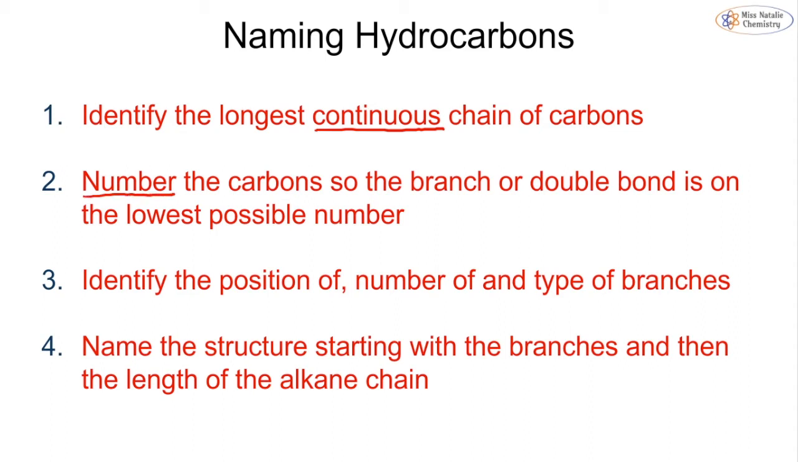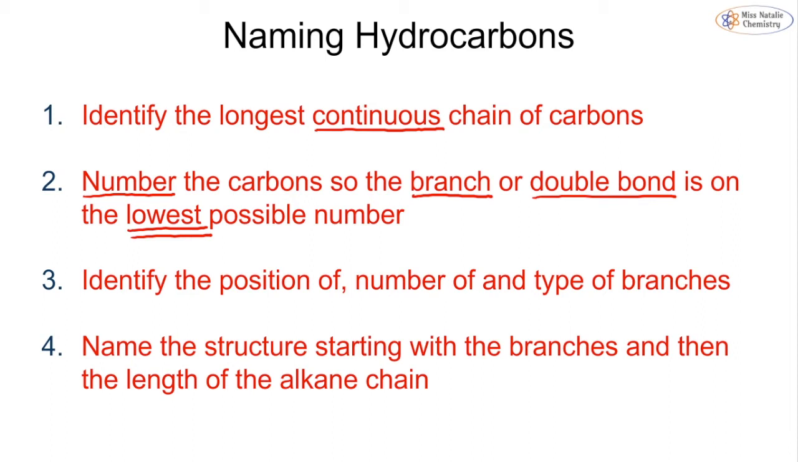Then what you want to do is you want to number the carbons, and that's just simply number them 1, 2, 3, and so on, but you have to do it so that the branch or the double bond is on the lowest possible number. So you want to make sure that your branch is not on potentially carbon number 6 when it could be on carbon number 2. So we always want to make sure it's the lowest number. We then identify the position, the number, and the type of branches that we have.